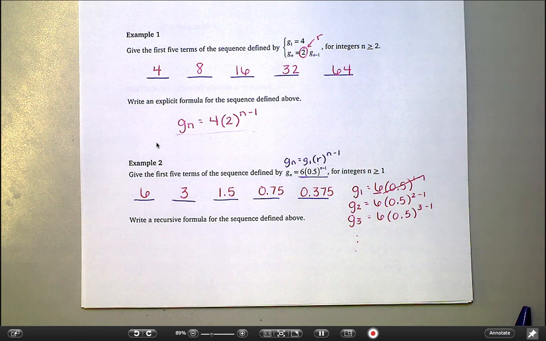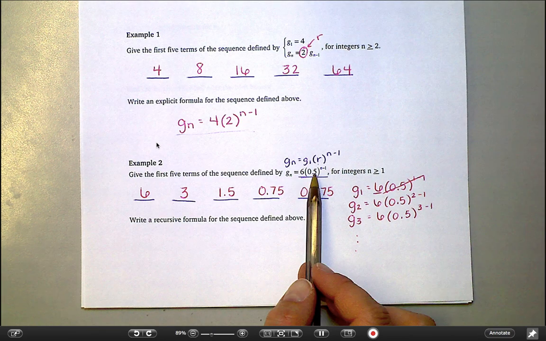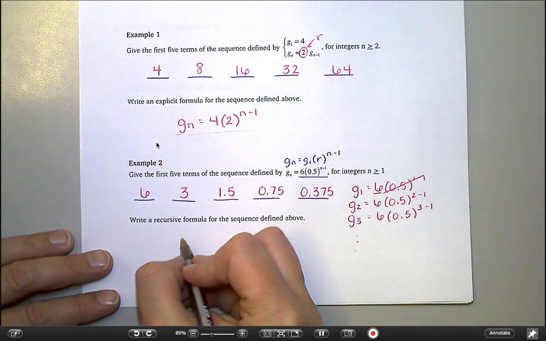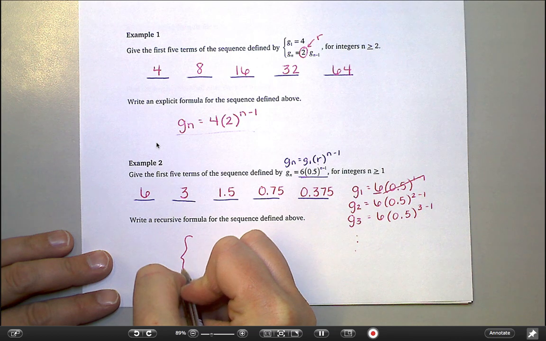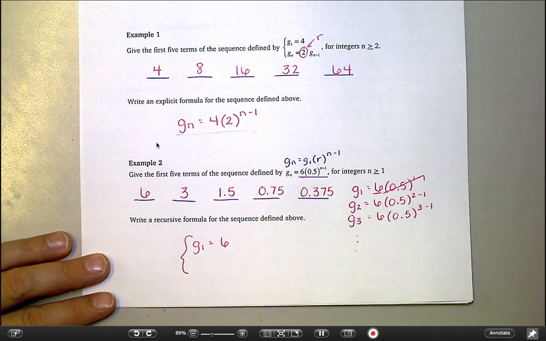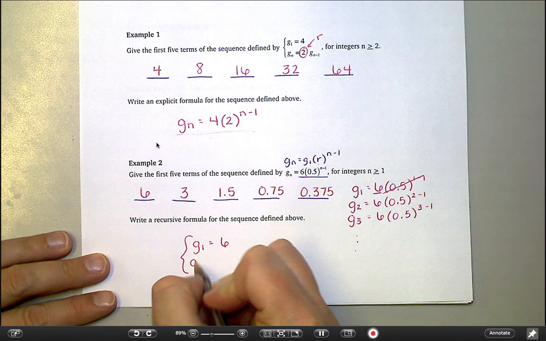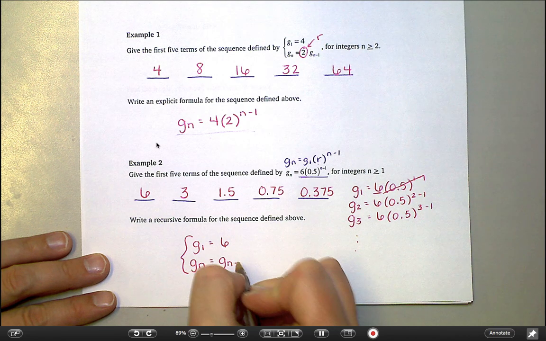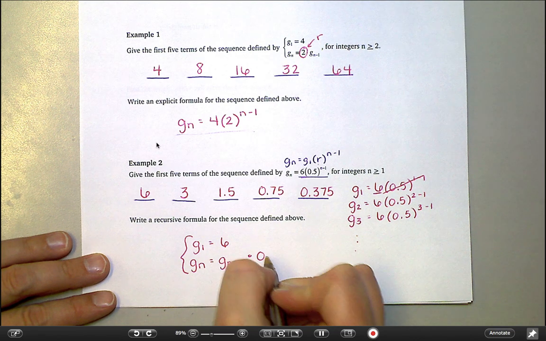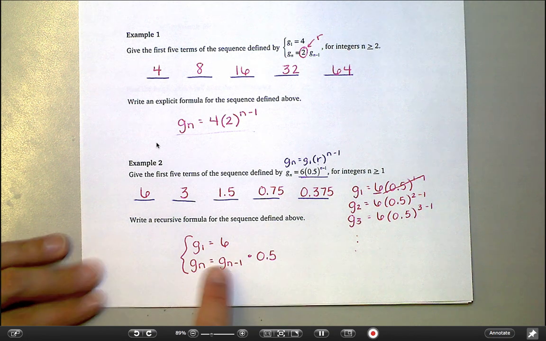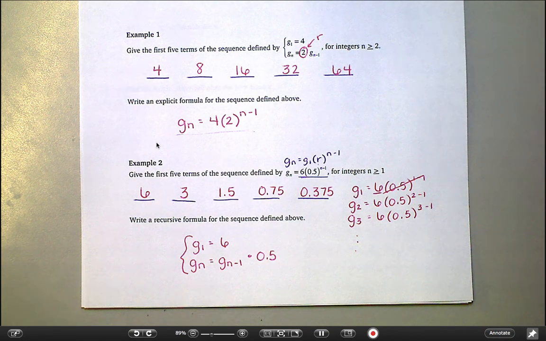Okay, so for our recursive formula, we already have the pieces that we need here, right? These two things are set up so that I have G1 and I have R. So my recursive formula is going to look something like this. G1 equals 6, right? And then G sub n, we're going to take the previous term and multiply by 0.5. Technically, we should probably put that 0.5 in front here, but the way our brains usually work, it usually ends up at the end.